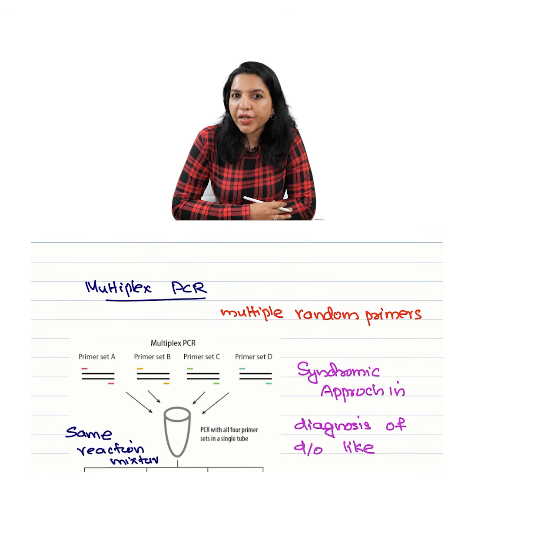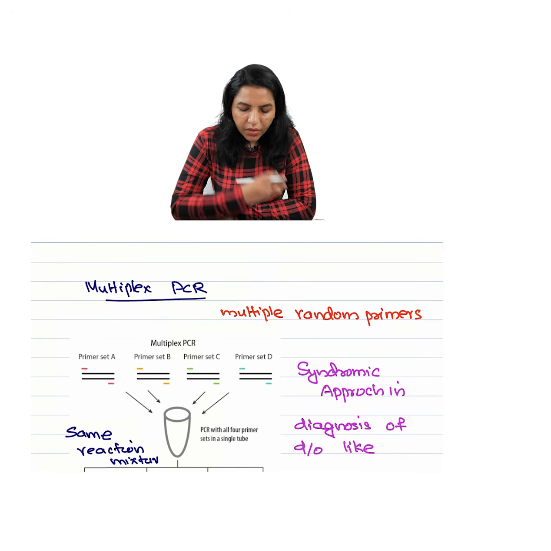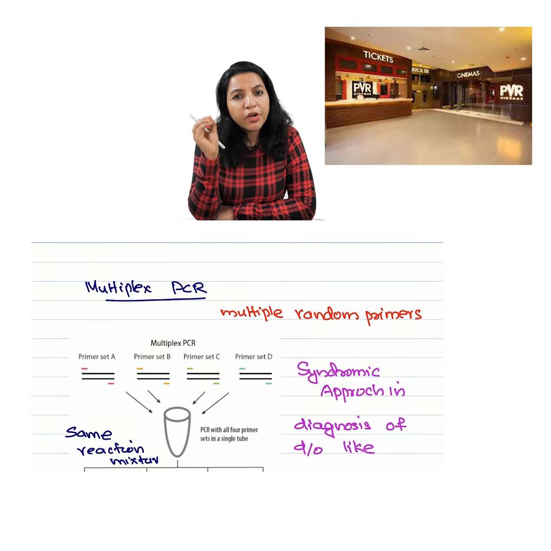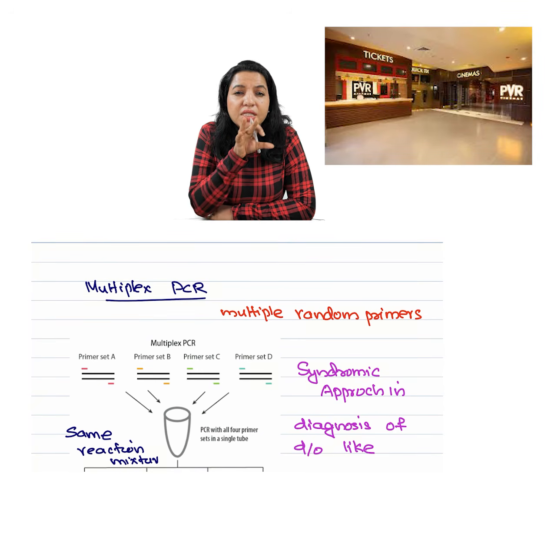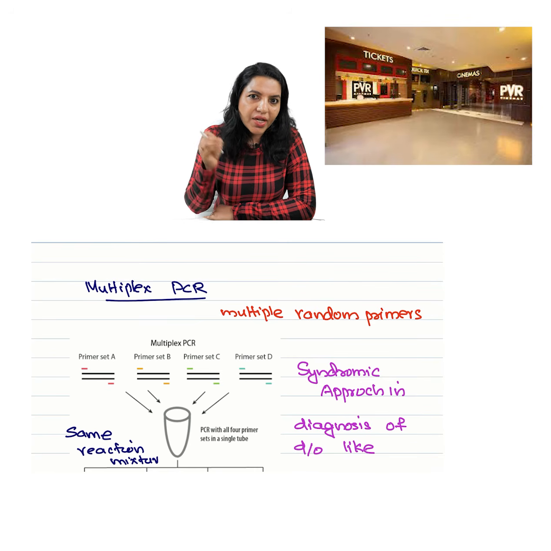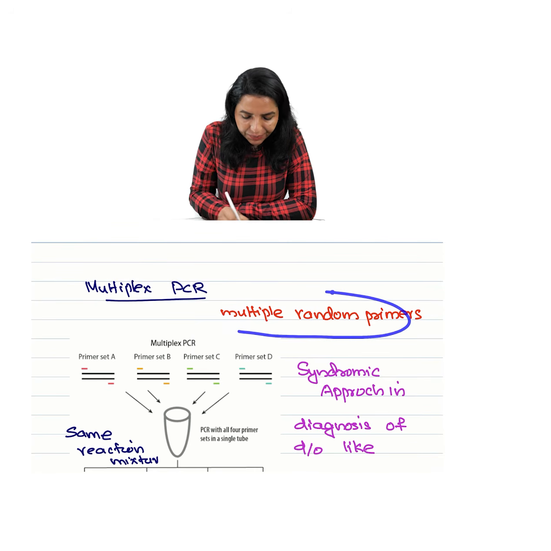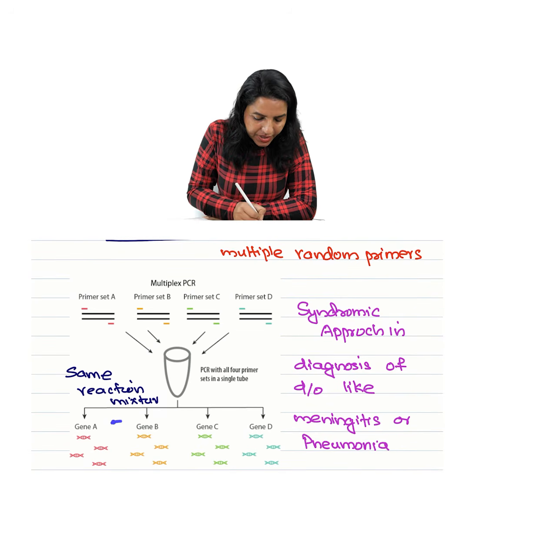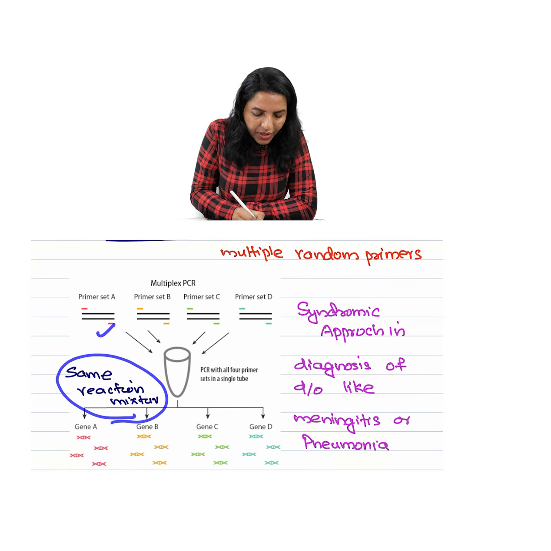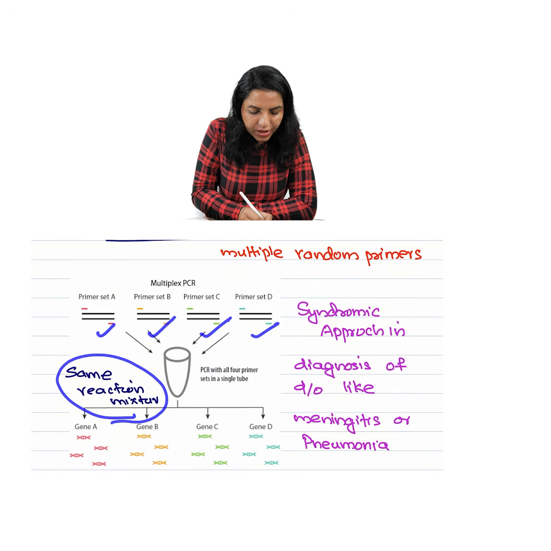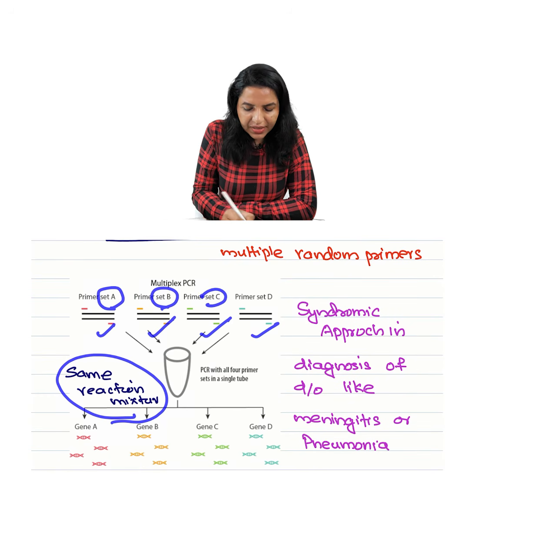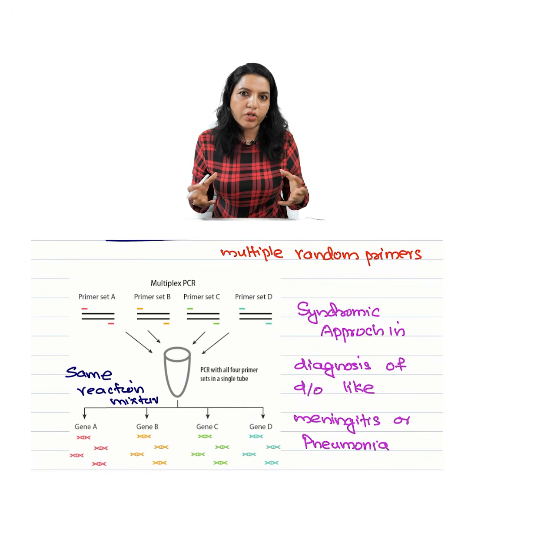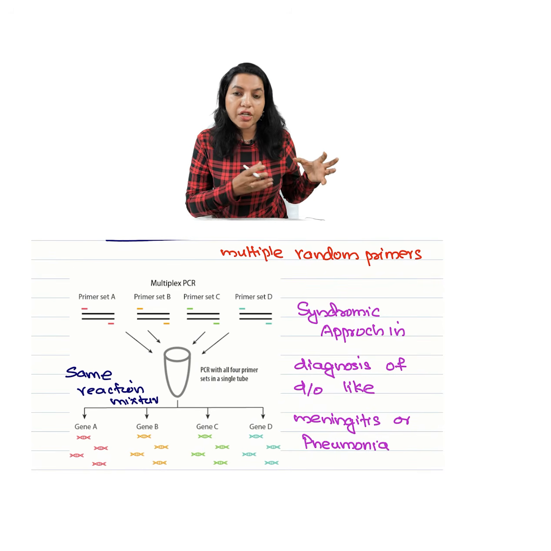The next important variant is multiplex PCR. What is multiplex PCR? It is like a multiplex theater where multiple cinemas are played at the same time. Just like that, we are adding multiple primers. So we have a set of DNA inside the mixture, and in the same reaction mixture, we add multiple sets of primers for set A, set B, set C, like that. So that we get multiple amplicons, and each has a unique fluorescence.